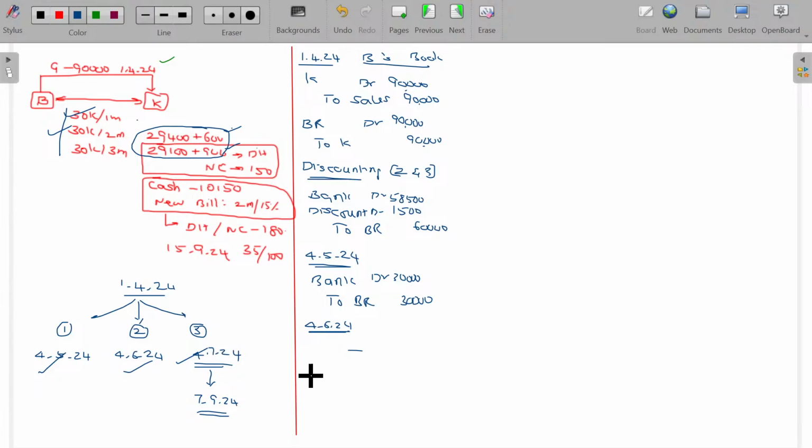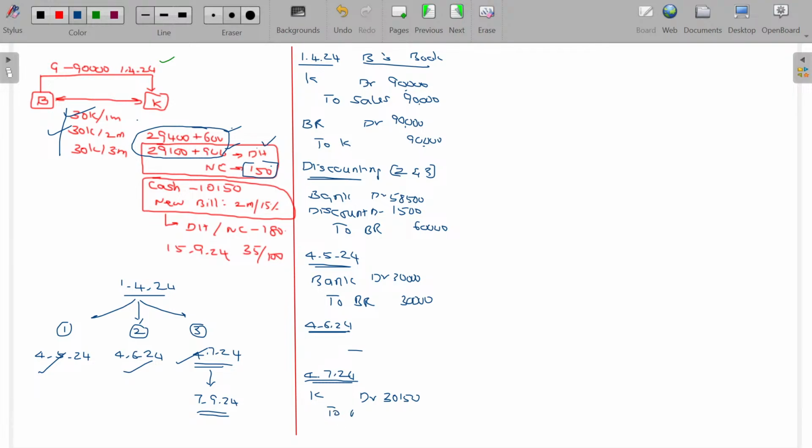And now 4/7/24, for the third bill. With respect to the third bill, we came to know it is dishonored. So it is dishonored, and the banker, as payee, has paid the noting charges. We recover the noting charges from whom? From the party, our debtor, Kachari. So again, Kachari account debit. The value being bill value plus noting charges, both put together: 30,000 plus 150, 30,150.